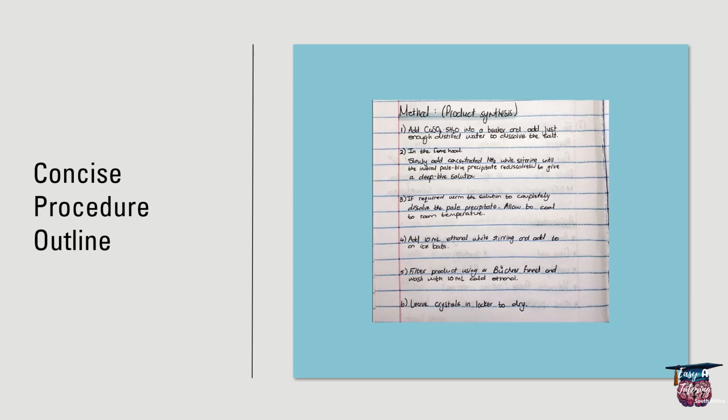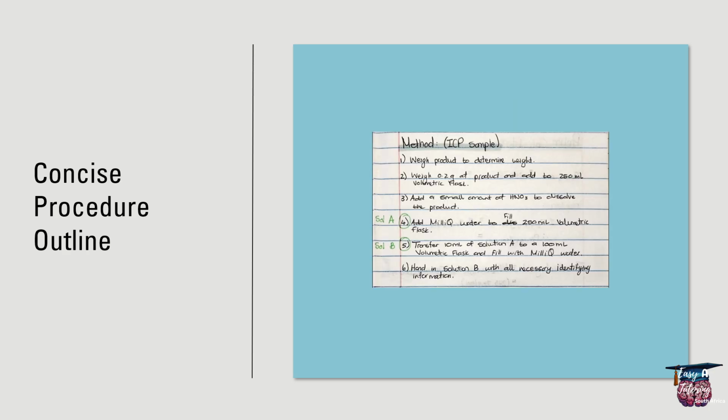Next is our procedural outline. So once again, this experiment had two sections, so a product synthesis section and an ICP sample preparation section. I like to split these into two different sections so that you know what the focus of each method is. And typically I like to do it as well if these two don't follow directly on each other. For example, if you have to wait a while for your product to dry or whatever.